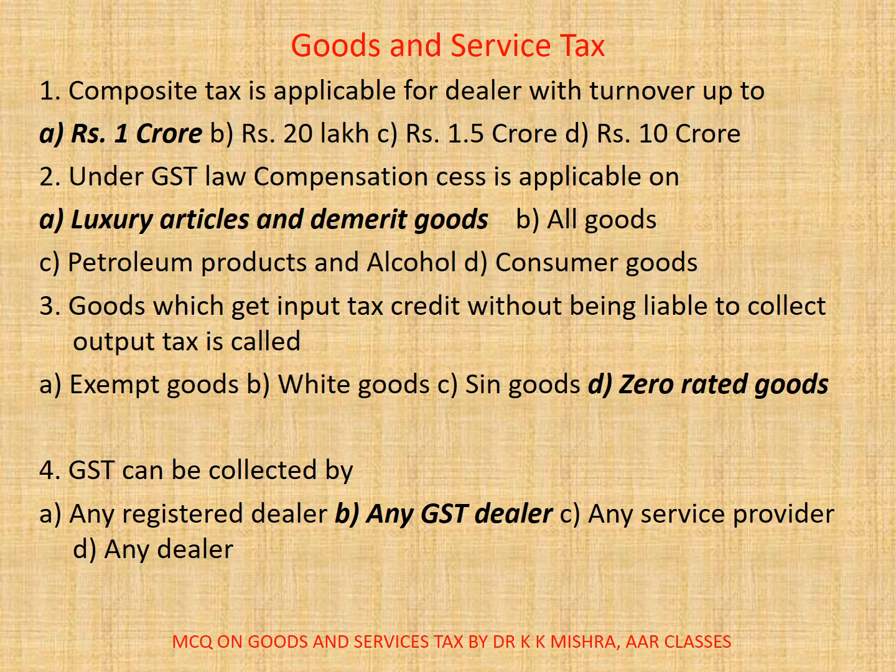3. Goods which get input tax credit without being liable to collect output tax is called A. Exempt goods, B. White goods, C. Sin goods, D. Zero rated goods. The correct option is D. Zero rated goods.